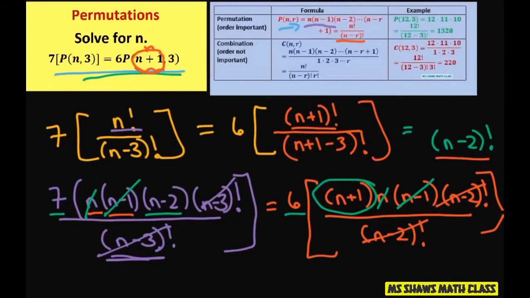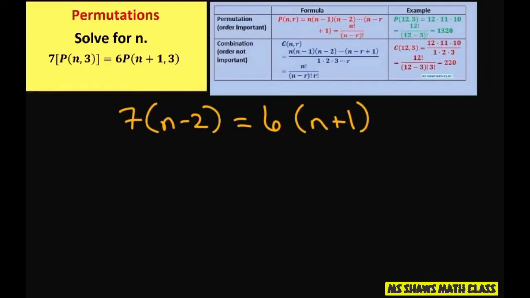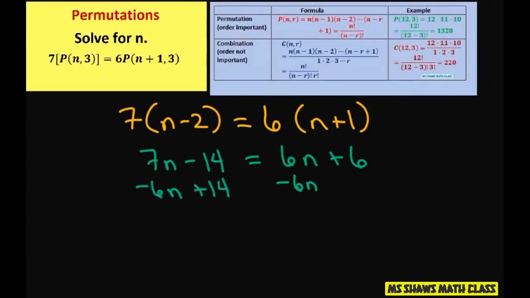Whoops, sorry. Let me do this. Duplicate page so you can see the problem. So we're left with this: 7 times n minus 2 equals 6 times n plus 1. Now this is going to give you 7n minus 14 equals 6n plus 6. I'm going to subtract 6n from both sides and add 14 to both sides.